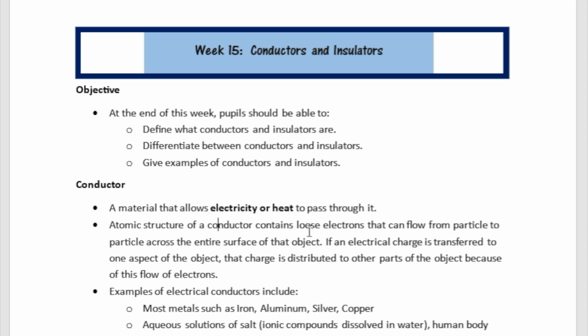The atomic structure of a conductor contains loose electrons that can flow from particle to particle across the entire surface of that object. If an electrical charge is transferred to one aspect of that object, that charge is going to be distributed to other parts of the object because of this flow of electrons. So examples of electrical conductors will include most metals like iron, aluminum, silver, and copper, and even some solutions like salt solutions, ionic compounds dissolved in water, even the human body. And most of these are also heat conductors as well.